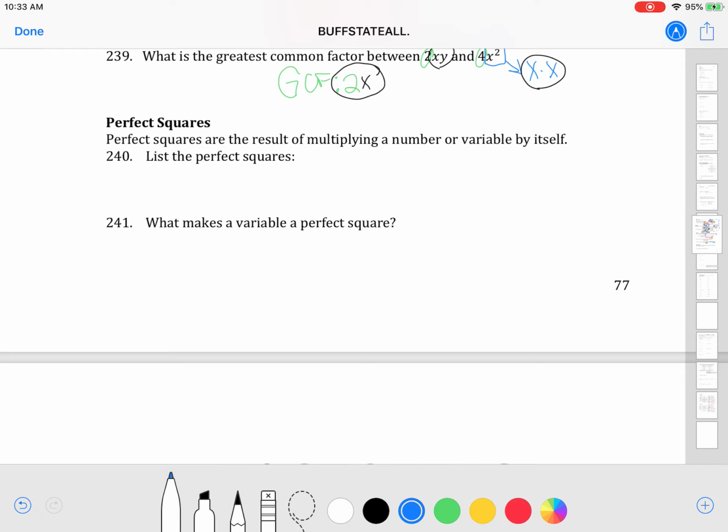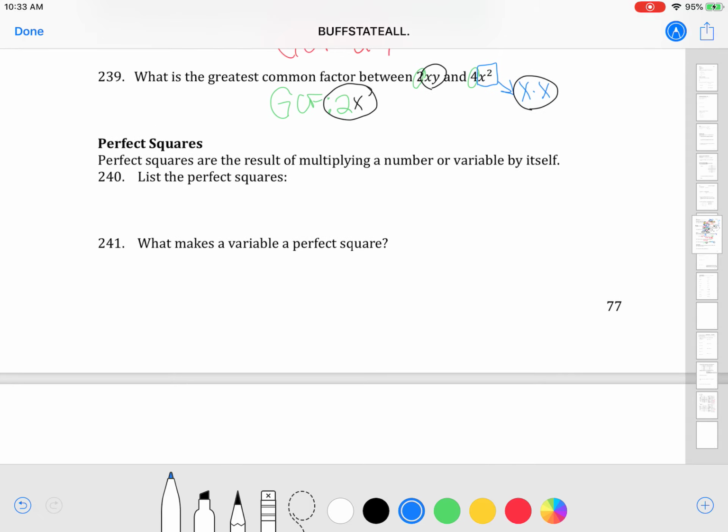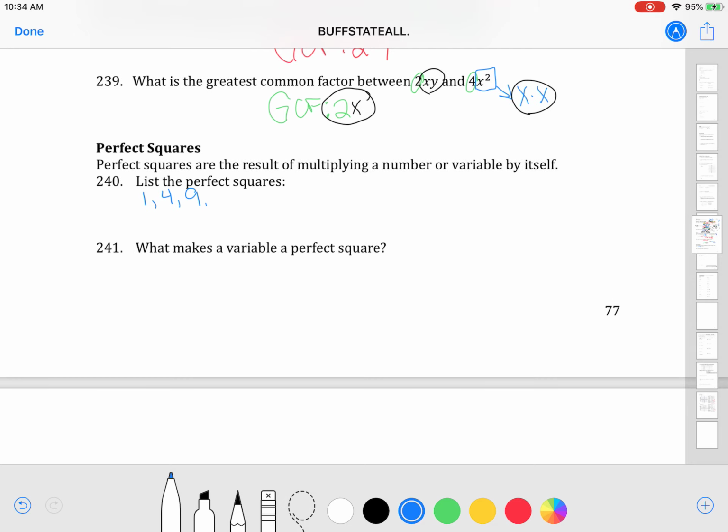So for 240, when it says to list the perfect squares, what that means is just do whatever the result is of 1 times 1, which is 1. Then the result of 2 times 2, which is 4. These are all perfect squares because it's the result you get when you multiply something by itself. So 3 times 3 is 9. 4 times 4, 16. 5 times 5, 25, and so on.